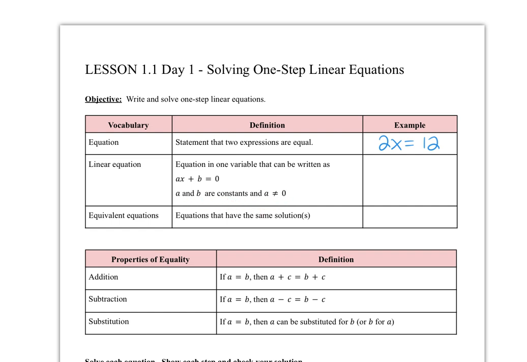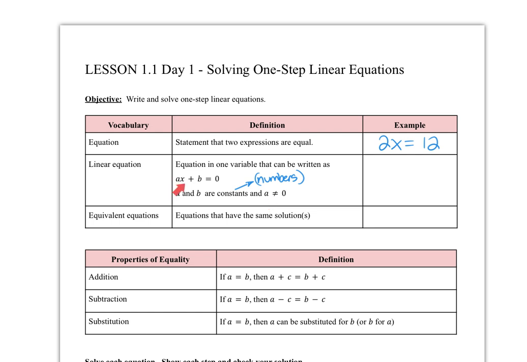Well, the word constants, just in case, we'll define that one. Constants are numbers. So it could be a whole number, fraction, decimal, positive, negative, okay? A and b are simply numbers, okay? X is the only thing that we don't know here. Now, they also said that a can't be 0.